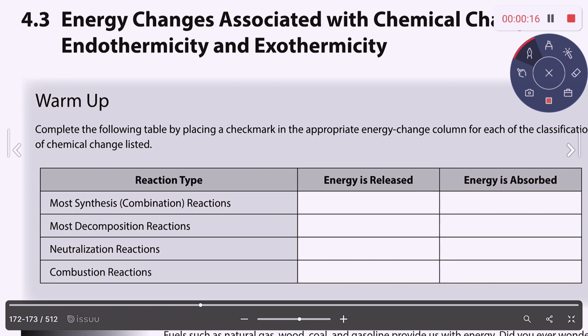Okay, let's take a look at the warm-up. It says, complete the table by putting a check mark in the appropriate energy change column for each of these chemical reactions. So I want you to read the different reaction types that there are, and then decide if energy is released or absorbed with the people sitting next to you, okay? Let's see what you guys come up with.